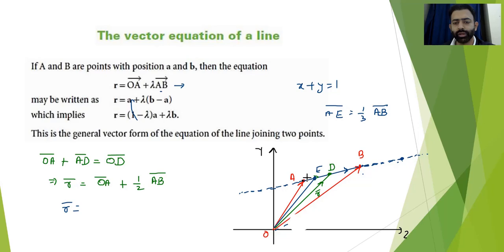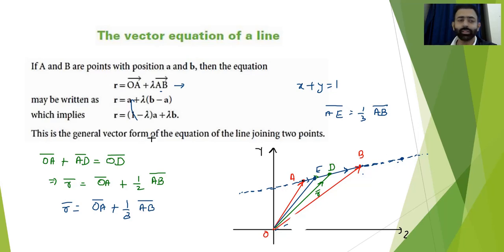So this will be that vector R is, again I will start from O, reach point A, and according to the triangular law of addition, OA plus AE is OE. So OA plus AE, and AE I will write as 1/3 of AB.